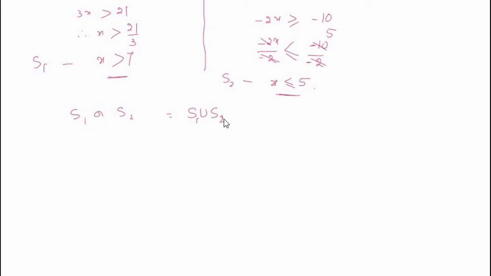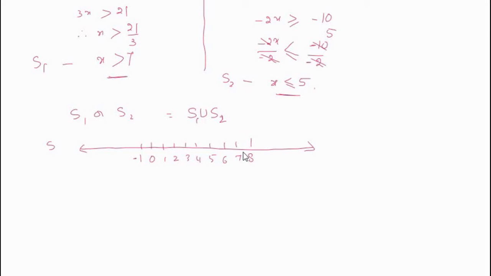Let us first draw the graph on number line. So this is for S1. So x is greater than 7. So let us take this as 0, minus 1, 1, 2, 3, 4, 5, 6, 7, 8. So x is greater than 7.